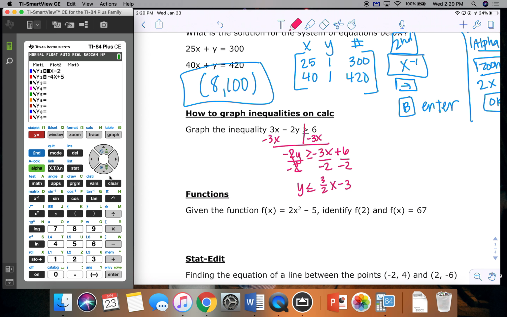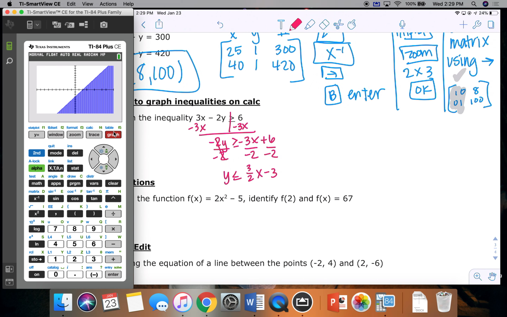So to graph this, I would go to y equals, and I would type this in, alpha y equals, enter. My fraction is 3/2 x minus 3. And then I will scroll all the way to the left and click enter. So this is clicking enter. This is a less than sign, so my little shady thing needs to look like an L for a less than. So if you look, this less than sign and this arrow kind of look the same. So when I click graph, it will show me where the shading is.